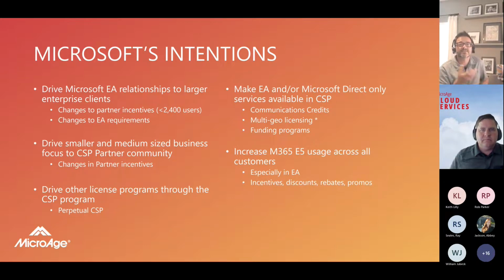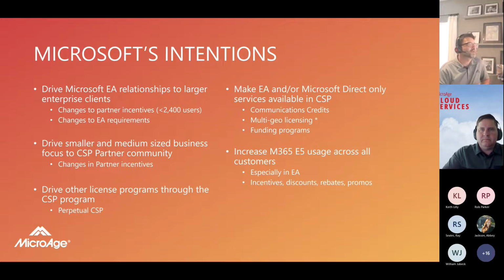And a lot of that has to do with these changes to partner incentives, right? They're incentivizing partners a little bit differently now and encouraging partners out there to try and position and sell CSP to smaller customers and position and sell EAs to larger customers. Full transparency, that is definitely what we're detecting right now.